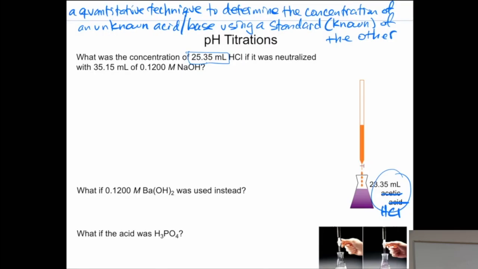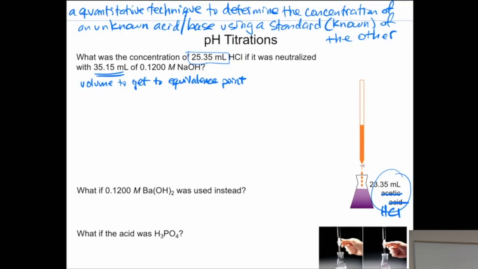And we want to know what the concentration of that is. So we're going to titrate it with 0.1200 molar NaOH. And when we do our experiment and we plot it out, we can figure out what volume it takes to get to the equivalence point. That's what this is. This is the volume to get to the equivalence point. And we're going to use that to figure out what was the concentration of the acid that we're titrating.